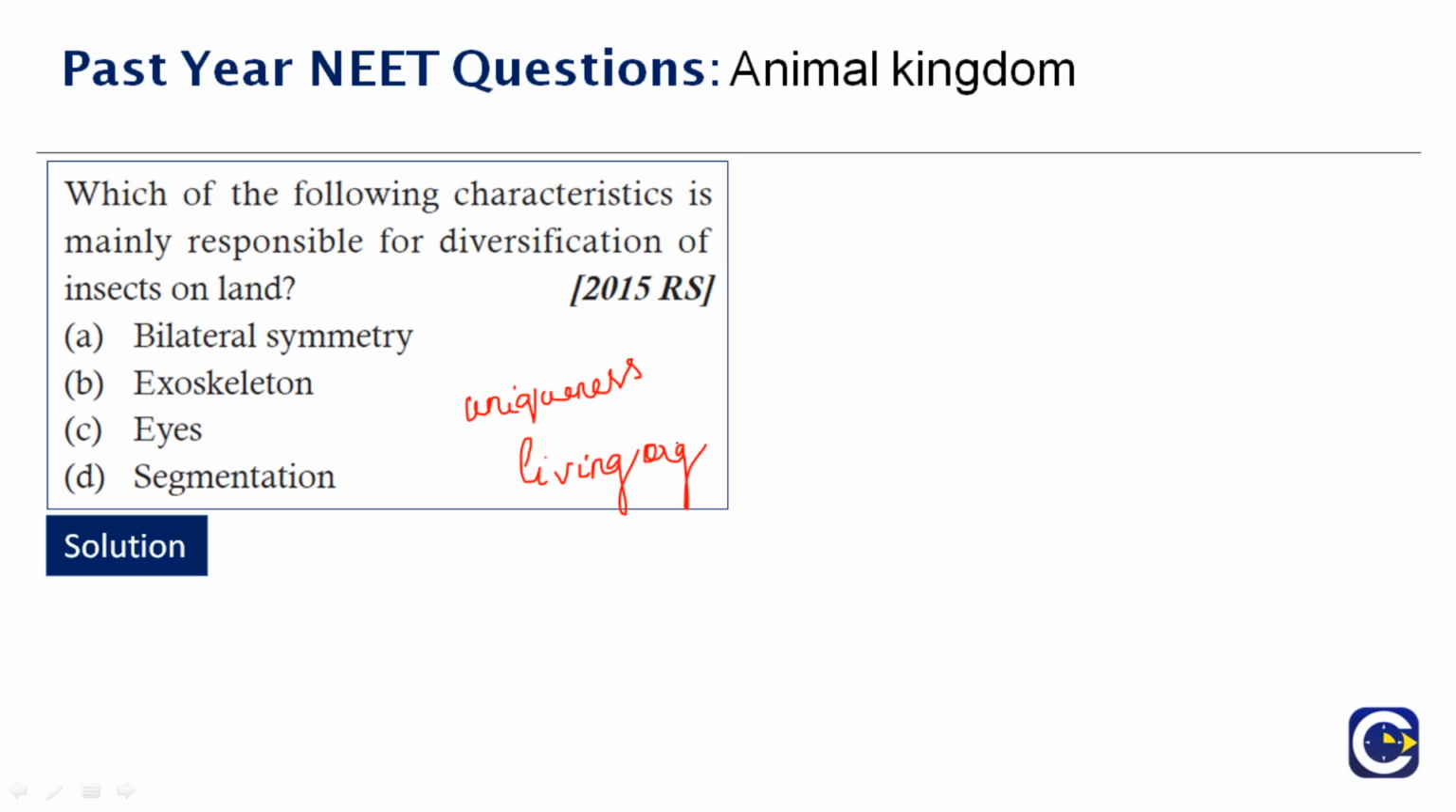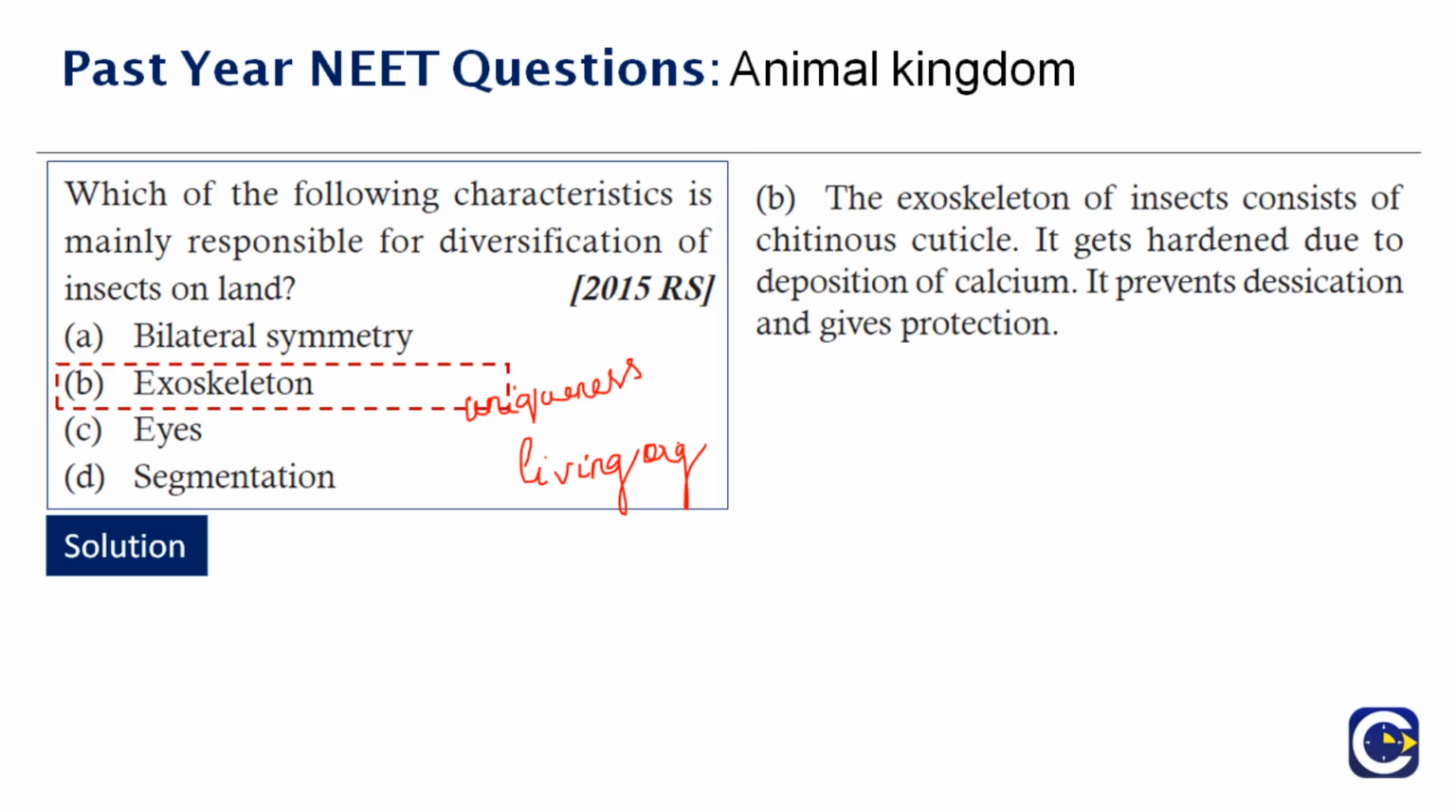having an exoskeleton. So the main property of the exoskeleton is that it gives protection, and that protection comes from the cuticle, which has a deposition of calcium over it. Therefore the correct answer to this question is option B. Next question here.